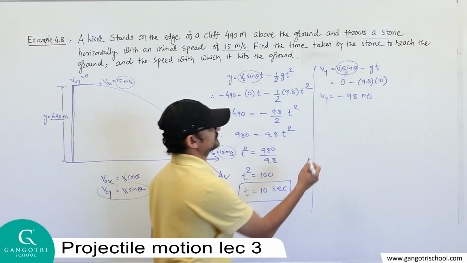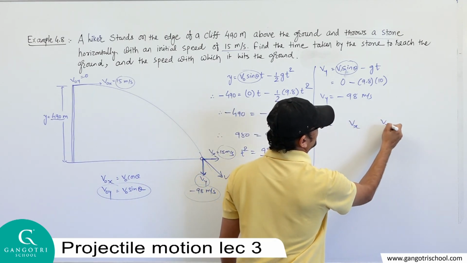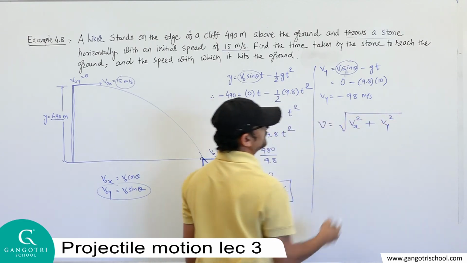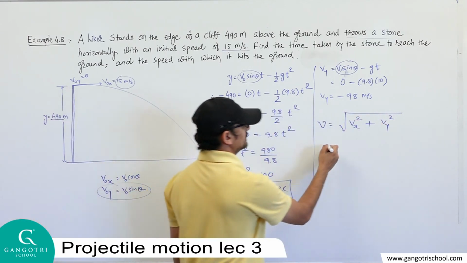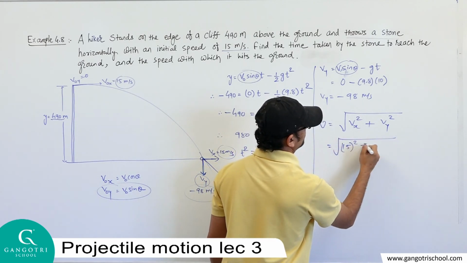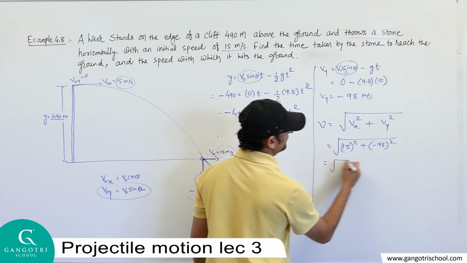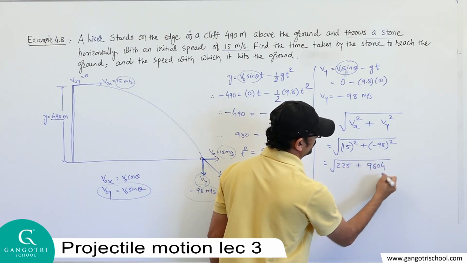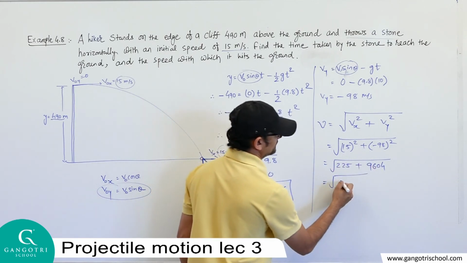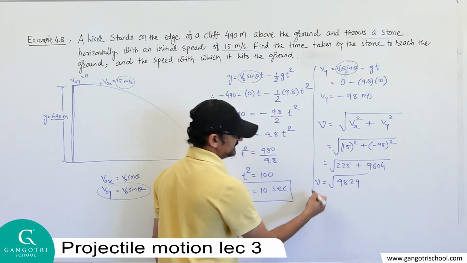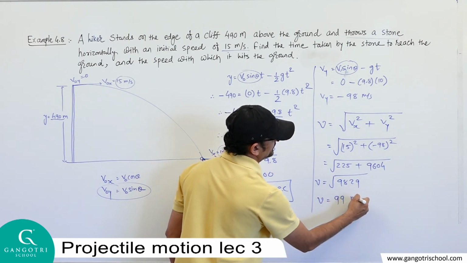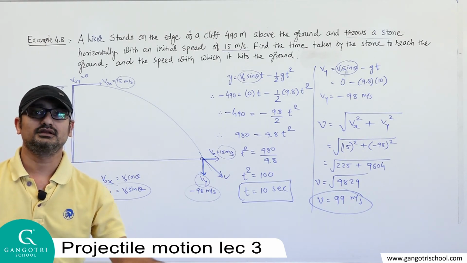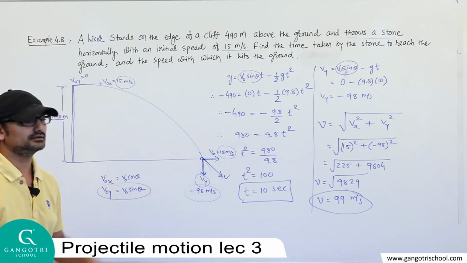So what will be the final velocity? Vx and Vy are the components of the final velocity. According to the previous rule, the square root of the sum of the squares of the components gives the final velocity: under root of 15 square plus minus 98 square. Dear student, 15 square is 225, and the square of 98 is 9604. Add these two, do it yourself, it comes to 9829. That is the final velocity squared, and the square root of this value is 99 meters per second. So this is the second answer. With a velocity of 99 meters per second the stone hits the ground, and it will take 10 seconds to reach the ground.